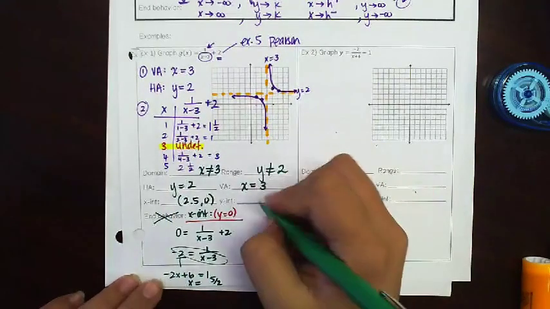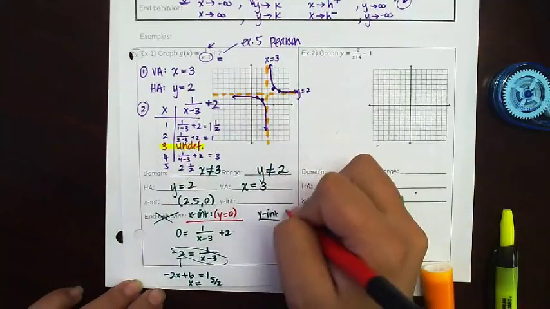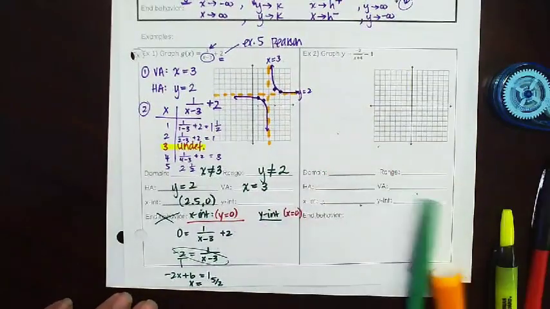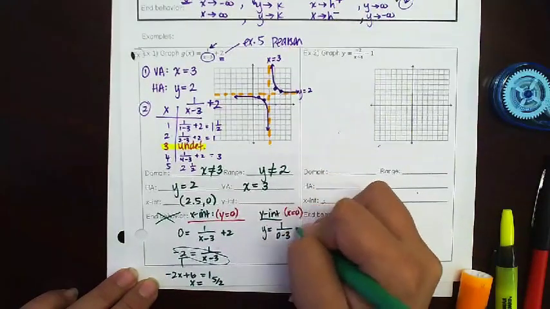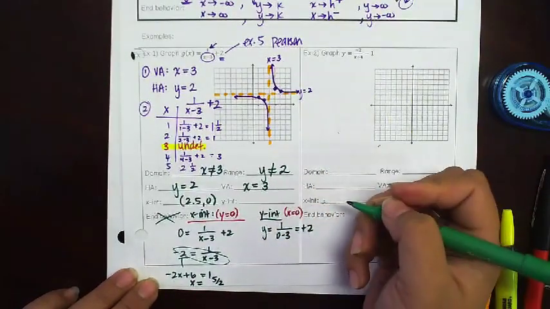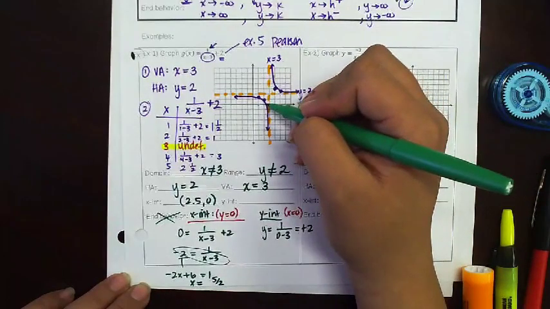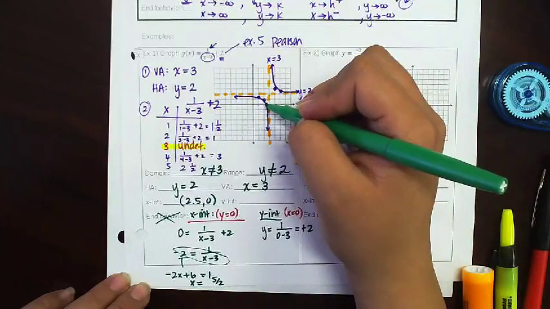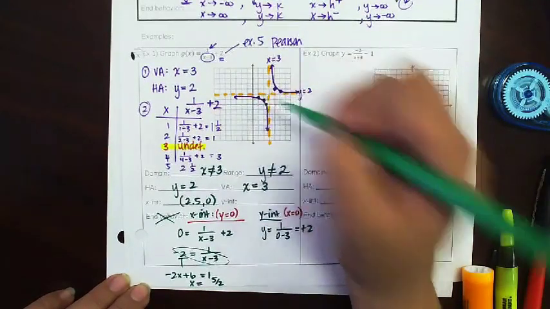For the y-intercept, I want to find y, which means we're going to get rid of x. We set x to 0, and if we do that, we get y equals 1 over 0 minus 3 plus 2. Oh shoot, I pointed to the wrong thing. I meant this is my x-intercept, and it looks like it would be 2.5. Which means this has to be my y-intercept, so I'm expecting like 1 point something.